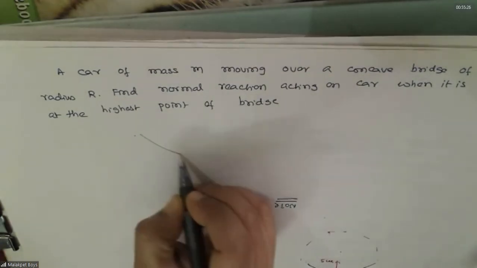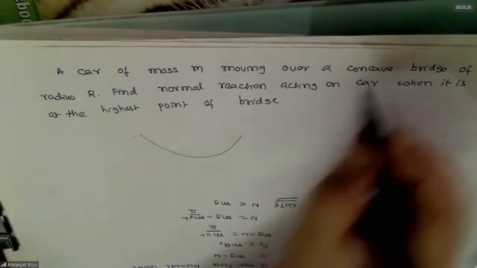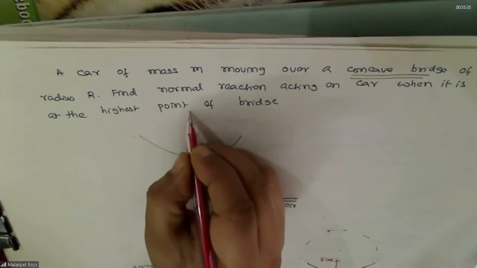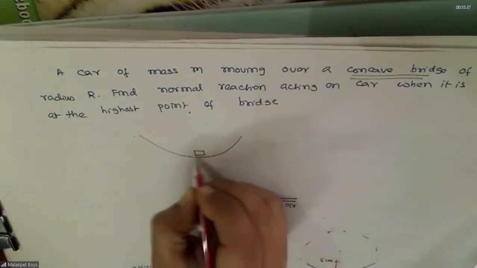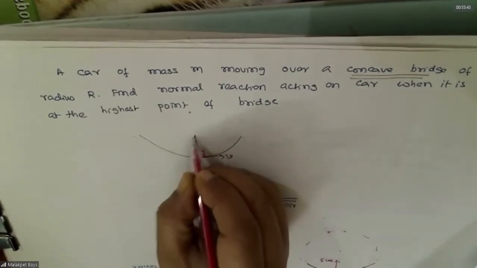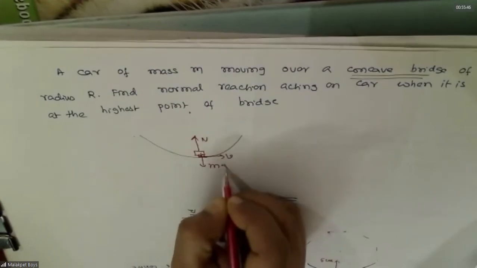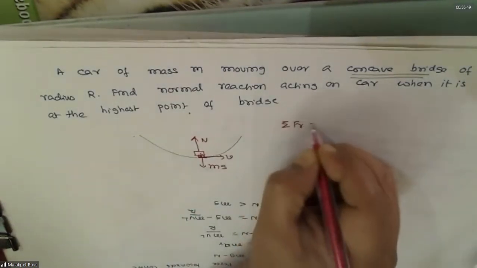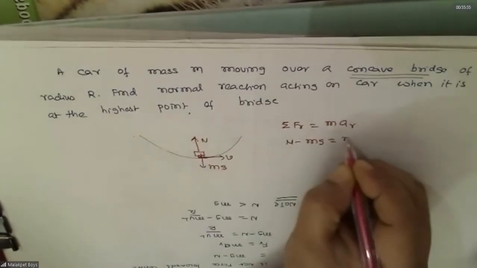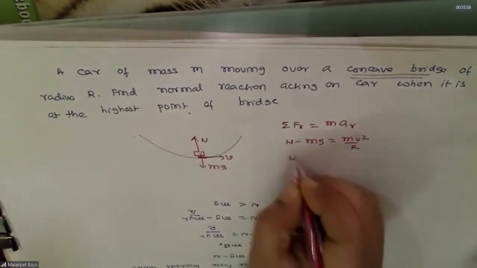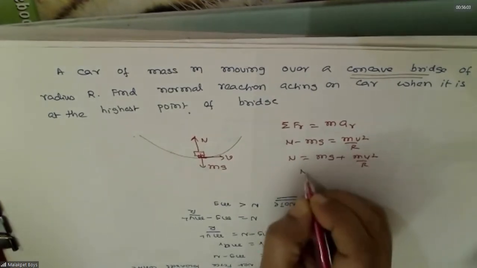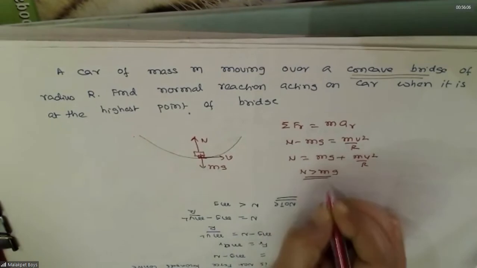See, this is the concave one, no? You're able to follow or not? Yes, sir. Concave. Now, the center of curvature will be this side, no? So this is the car. This is the tangential velocity, the normal force, and mg. What is the net force toward the center? N minus mg. You can see N is greater than mg, no? Yes, sir.